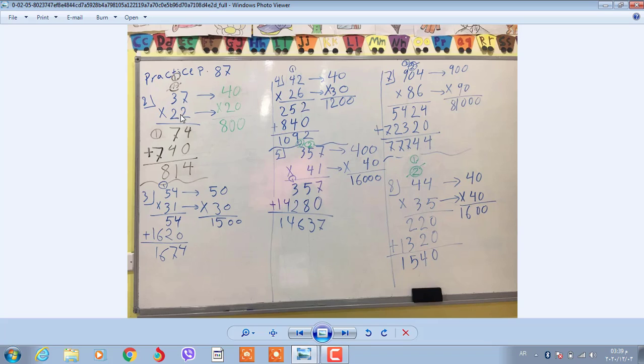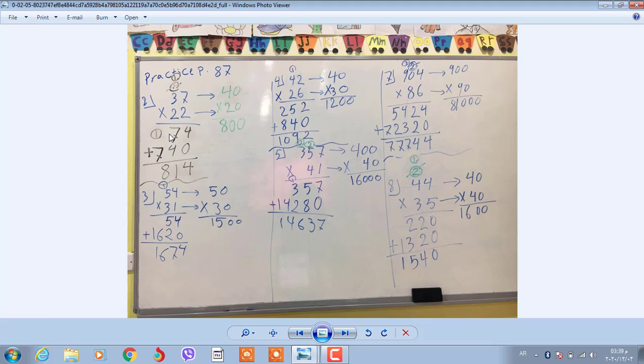2 multiplied by 7 equals 14. Write down 4 and 1 up. 2 multiplied by 3 equals 6 plus 1 equals 7. And the next time, write down 0 in the ones place, and 2 multiplied by 7 equals 14. Write down 4 and 1 up there. In the next, 2 multiplied by 3 equals 6 plus 1 equals 7.